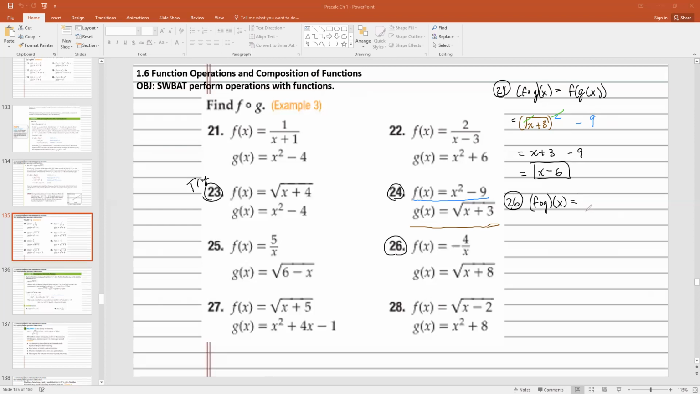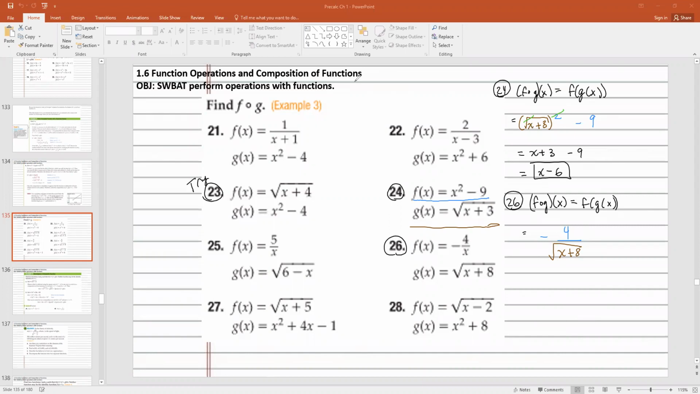So again, we want f of g of x. All right, so start off with the plans of f of x. So you have negative 4 over x. Now I'm gonna take out that x and I'm gonna replace it with my g of x. And then you might be thinking to yourself, oh, we're done. There's nothing we can do there. But no, remember we can't have a radical in the denominator.